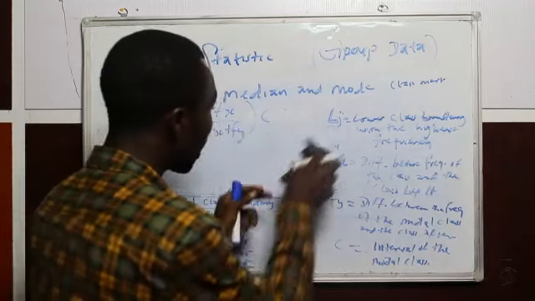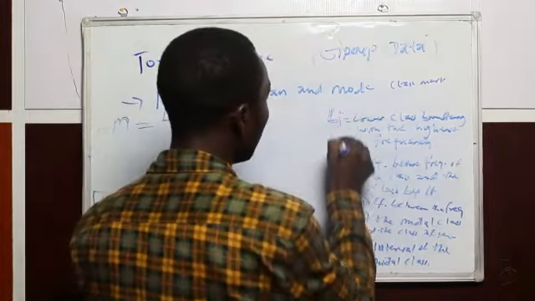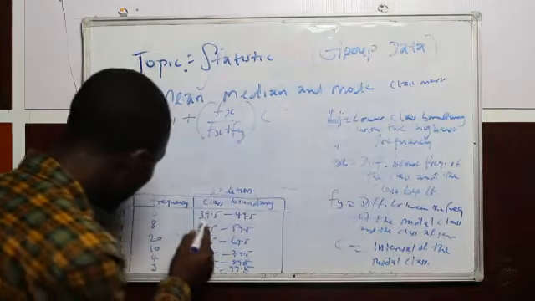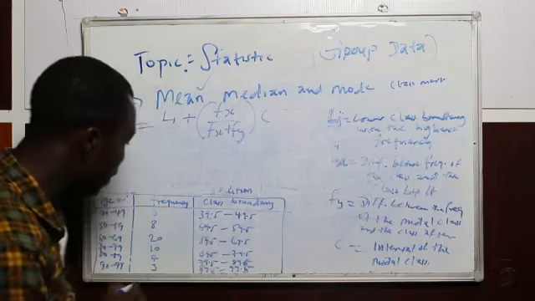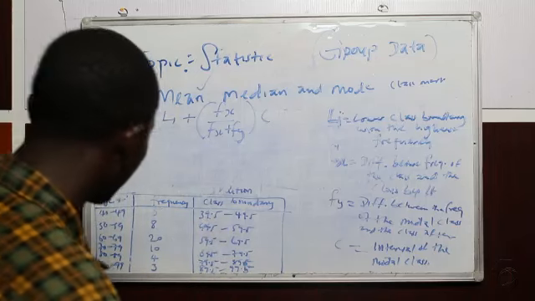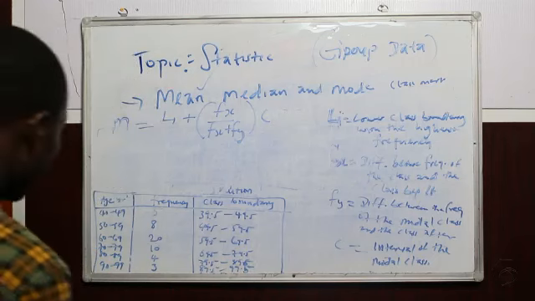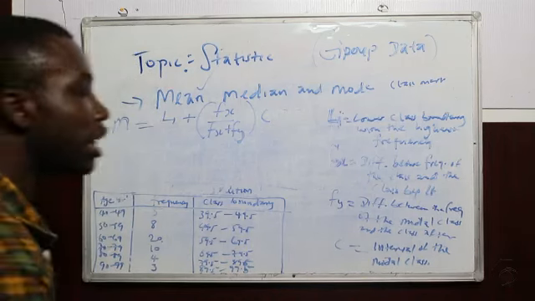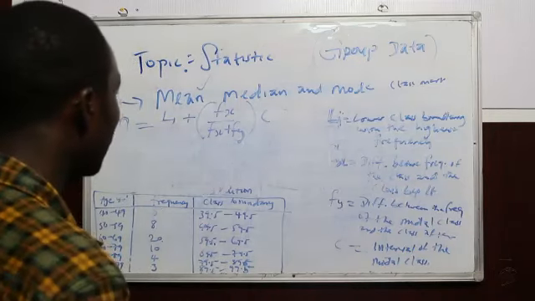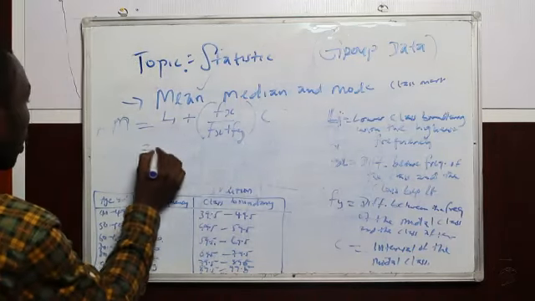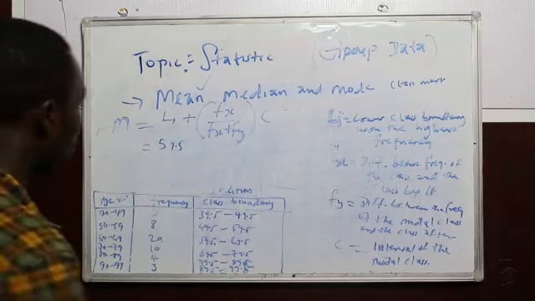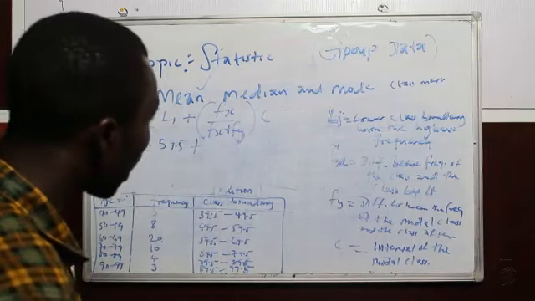We said that our L1, which is here, is the lower class boundary with the highest frequency. You can see we have the lower class boundaries all here. What is the highest frequency? Look here: 20 is the highest frequency. What is the lower class boundary? This is the lower class boundary. Very easy. Substitute your value. M is equal to 59.5.